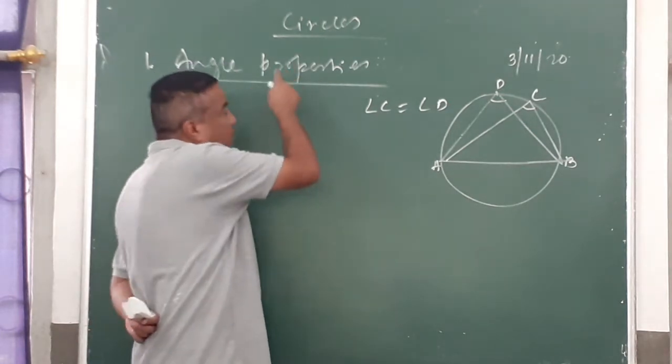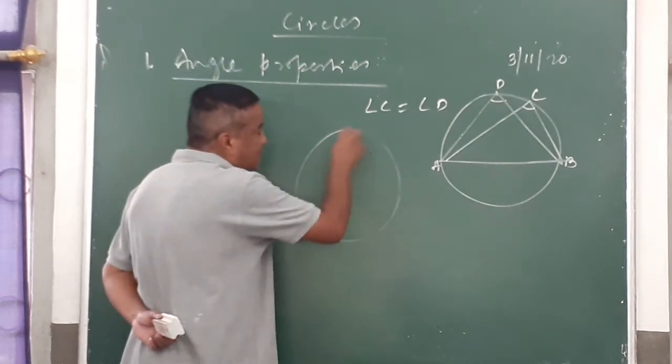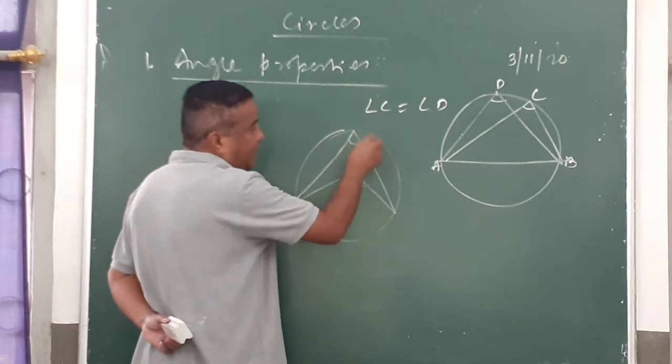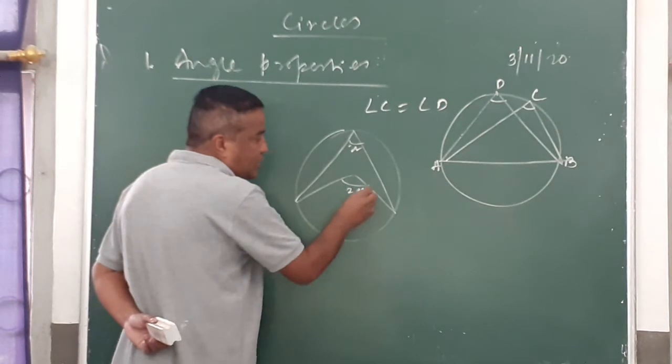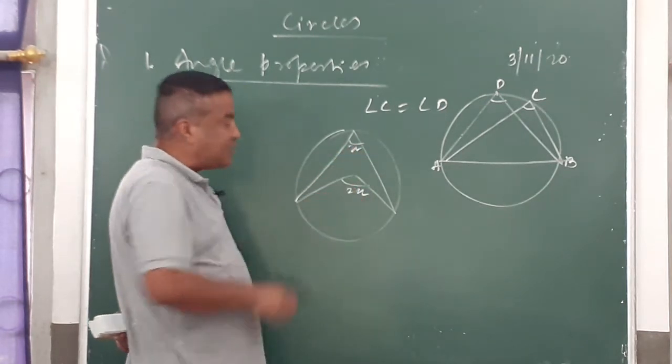Now, under angle properties, there were three theorems. First theorem was angle at the center is double than angle at the circumference. It means if this is x, this is 2x. If this is 60 degree, this is 120 degree. This is the first theorem.